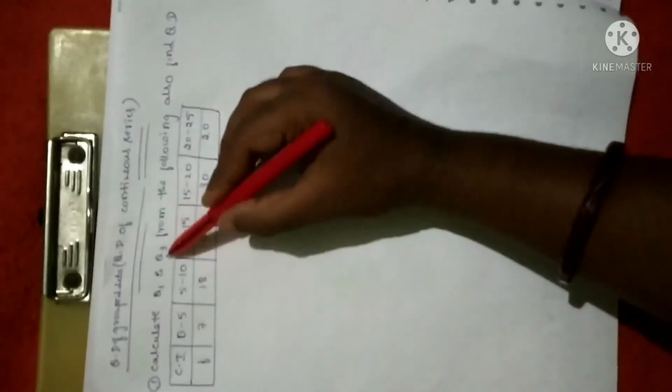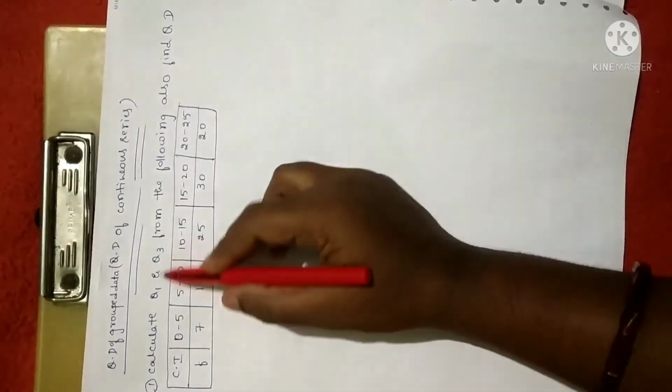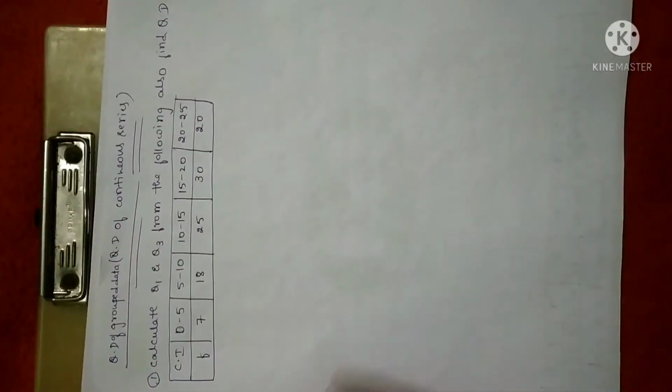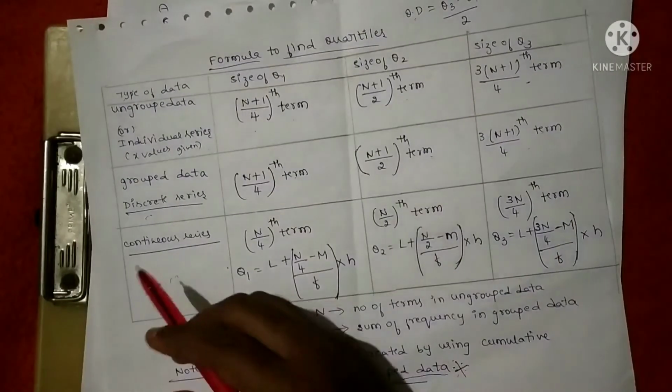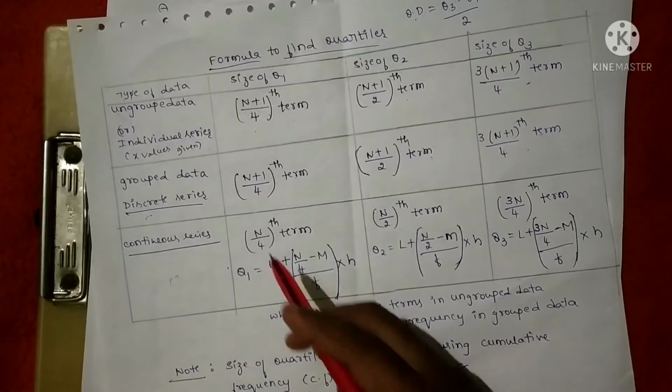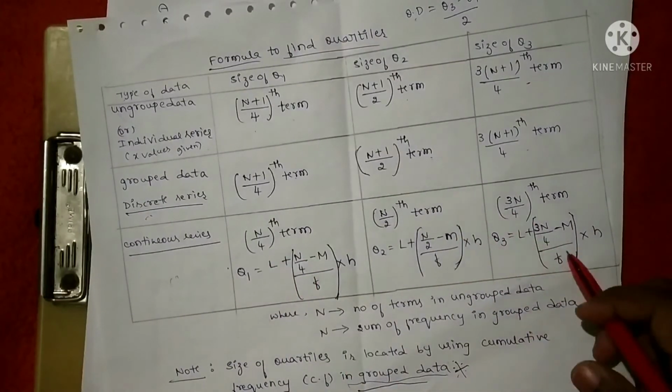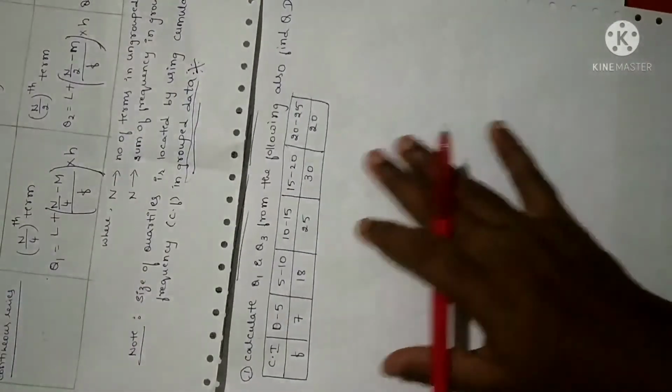Now we should find Q1, Q3, and also the quartile deviation. So both the values along with quartile deviation we have to find. As I already gave in the formula list, whenever you have a continuous series, you have to use this formula for Q1, and for Q3 you have to use this formula. I'll refer to this formula list in order to solve this one.